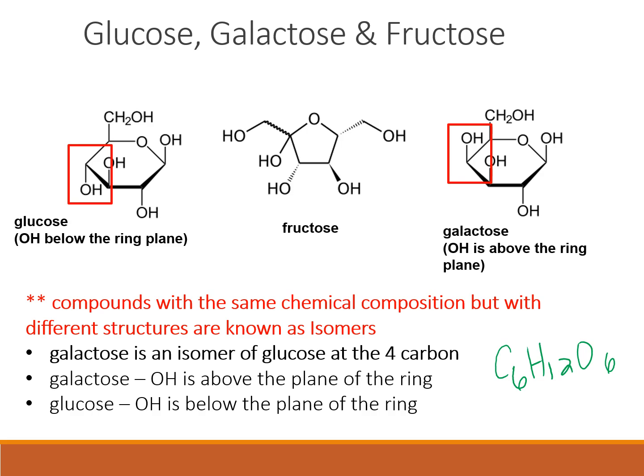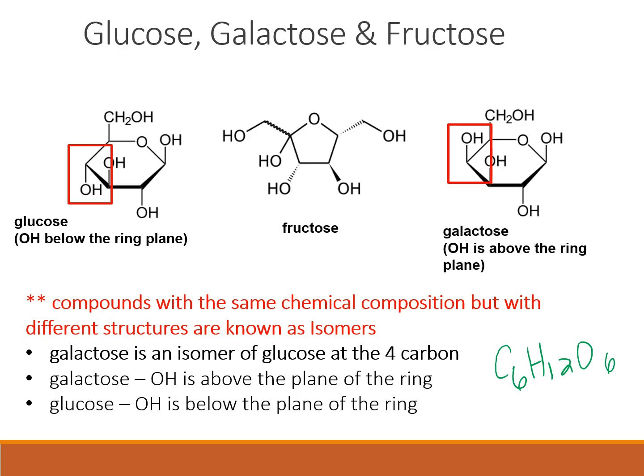Now, galactose is an isomer of glucose at the fourth carbon. In other words, the only difference between galactose and glucose is the fourth carbon. You, of course, can see that fructose is very different, right? But glucose and galactose are pretty much identical.